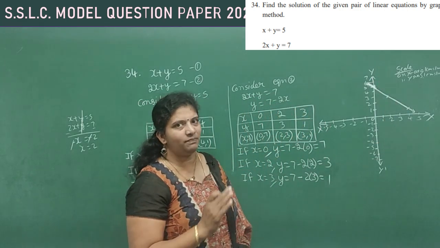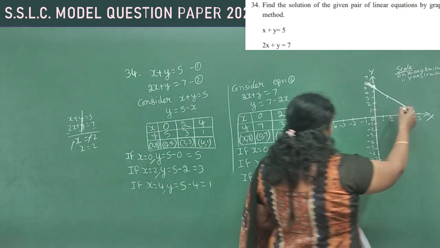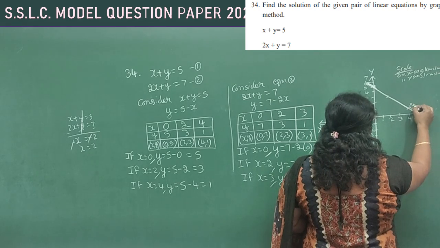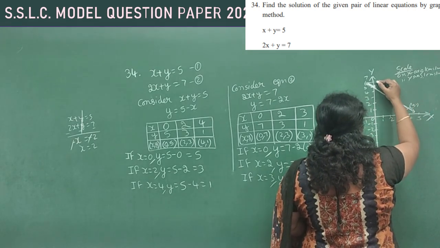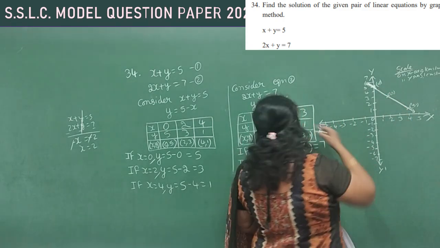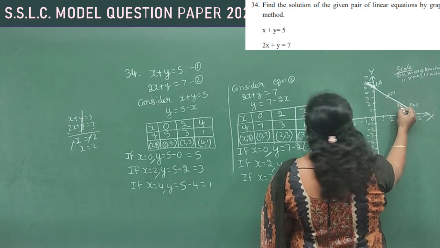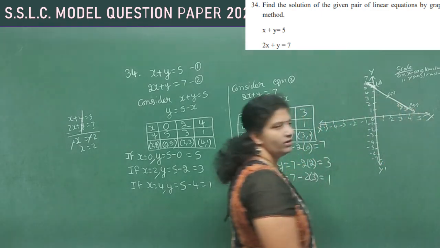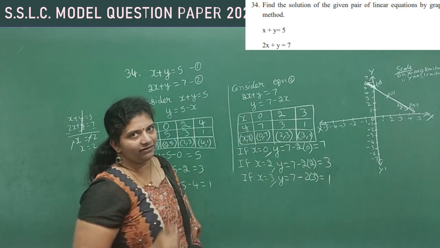You will get a straight line. Take a sharp and a dark pencil. Now write the coordinates 4, 1, 2, 3, and here it is 0, 5. And next, write the equation for that. x plus y is equal to 5. Okay, one equation shown graphically.